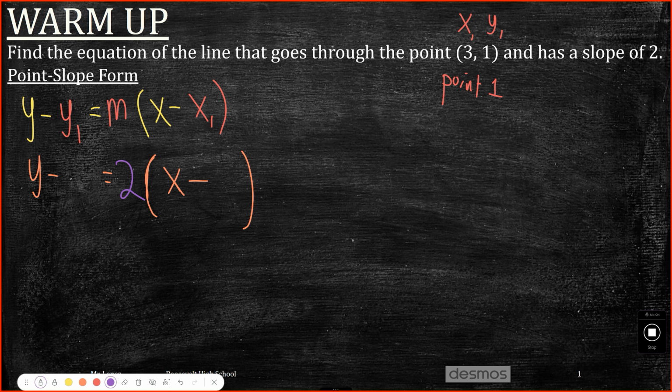There's point 1. So for x1, what are you going to plug in? 3. And then for y1, we're going to plug in what? y1 is 1. So there's this. This is it. That's all we need. We're done, really. That equation right here satisfies all the points of the line that goes through the point (3, 1) and has a slope of 2.